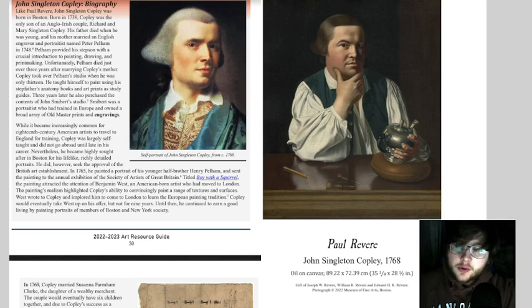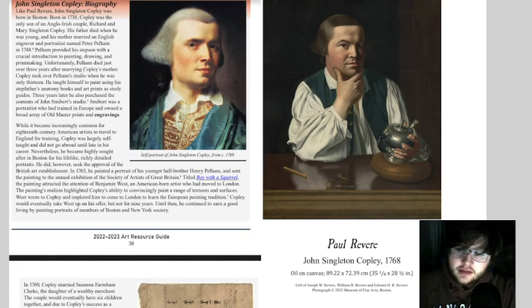While it became increasingly common for 18th century artists to travel to England for training, Copley was largely self-taught and did not go abroad until late in his career. Nevertheless, he became highly sought after in Boston for his lifelike, richly detailed portraits. He did, however, seek the approval of the British art establishment.